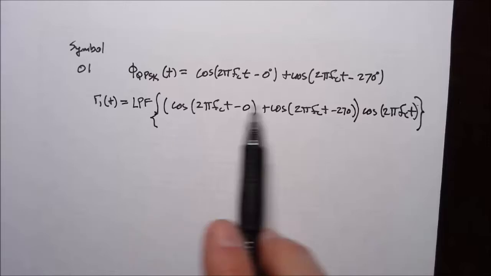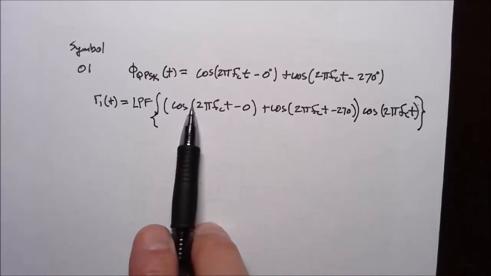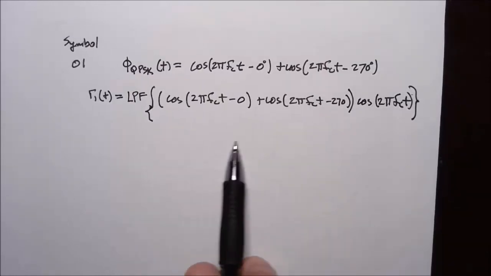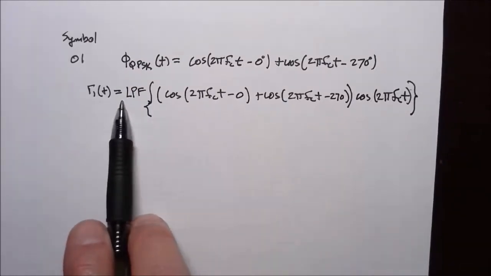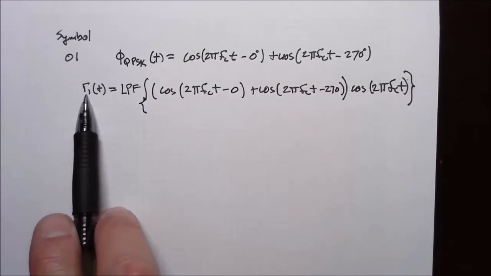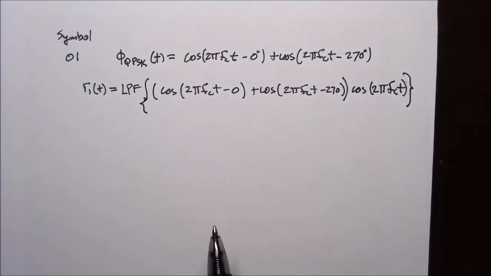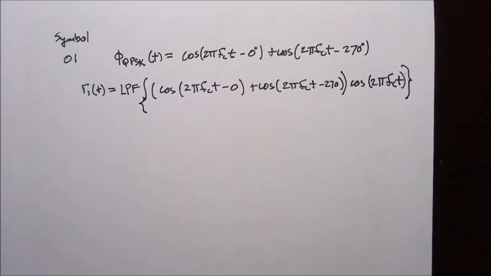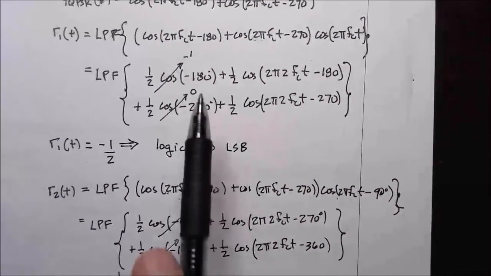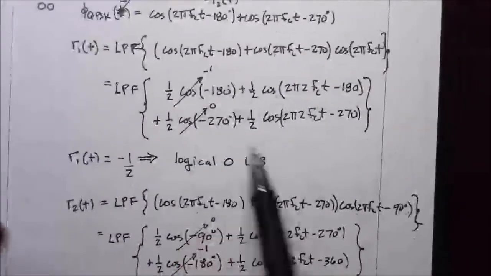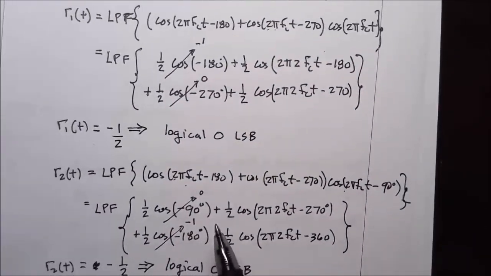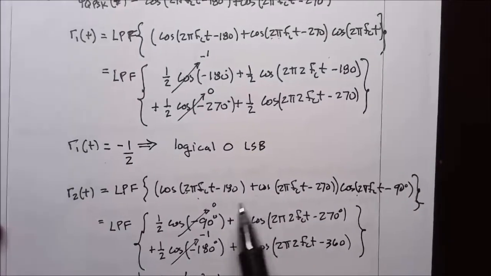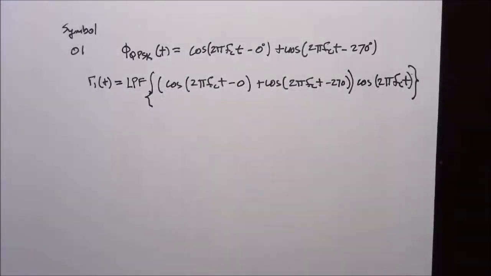Distribute this cosine across this sum, so we have a cosine times a cosine, apply the trig identity, then we have a cosine times a cosine, apply the trig identity, apply the low pass filter, and determine what the output signal R1 is. I won't bother to do that. I went through this calculation with 0, 0 in sufficient detail that I think you can replicate this process, and you can find the output signal.